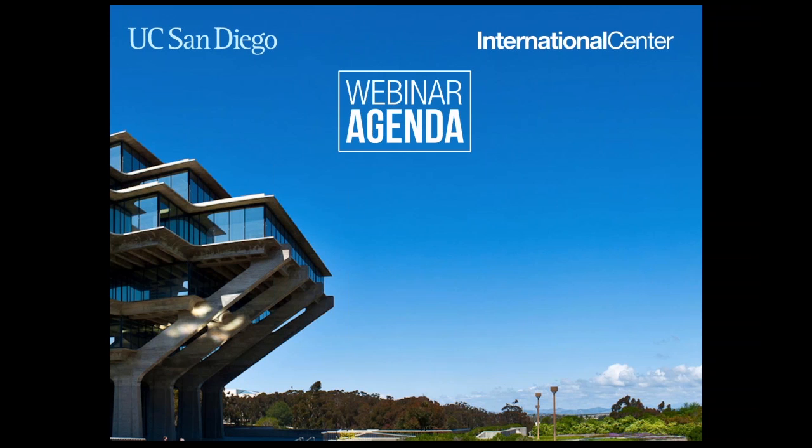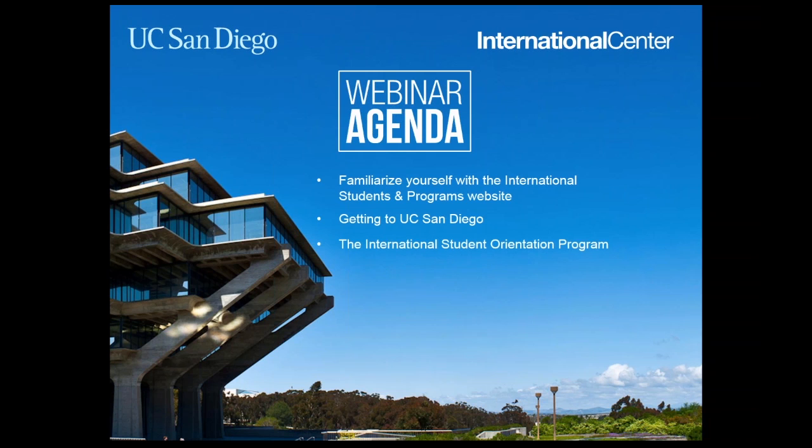Today, we're going to talk about some important topics that relate to your arrival in San Diego and your studies at UCSD. Today, you will familiarize yourself with the International Students and Programs website, find out how to make your way to UC San Diego, find out about the International Student Orientation Program, and learn about UC San Diego campus resources for EAP international students, including travel, housing, health, and working in the USA. We will also go over approaching deadlines and checklists.